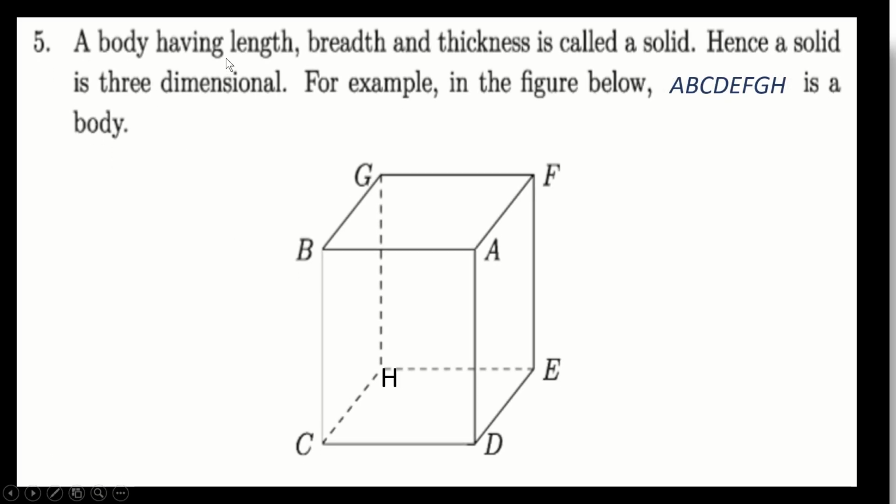Number 5, a body having length, breadth and thickness is called a solid. Hence, a solid is three-dimensional. For example, in the figure below, A, B, C, D, E, F, G, H is a body. This is a body, and here length, breadth and height are all present. Clear?